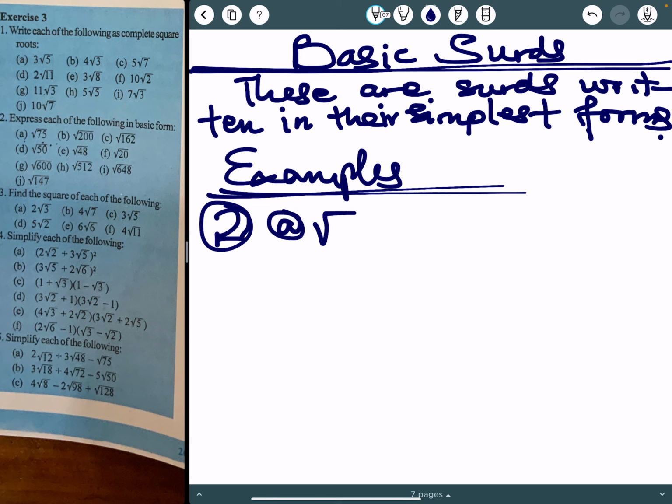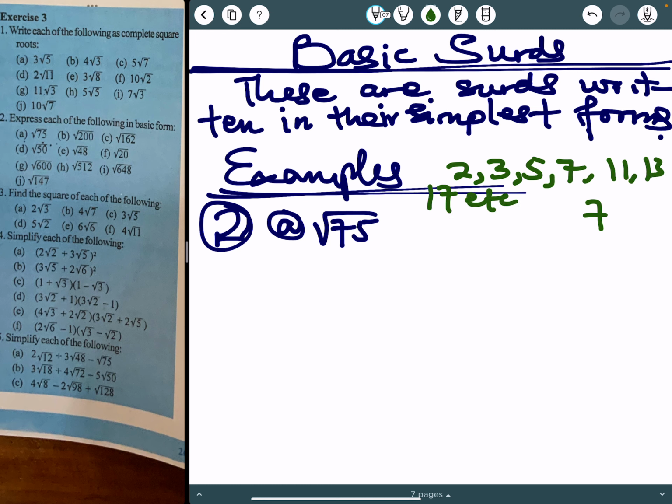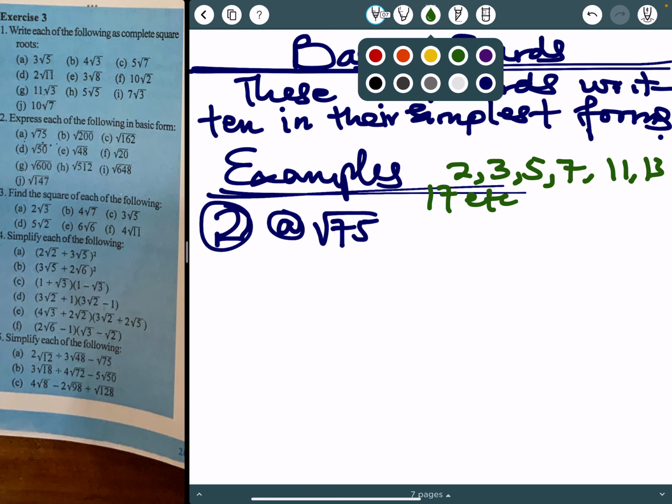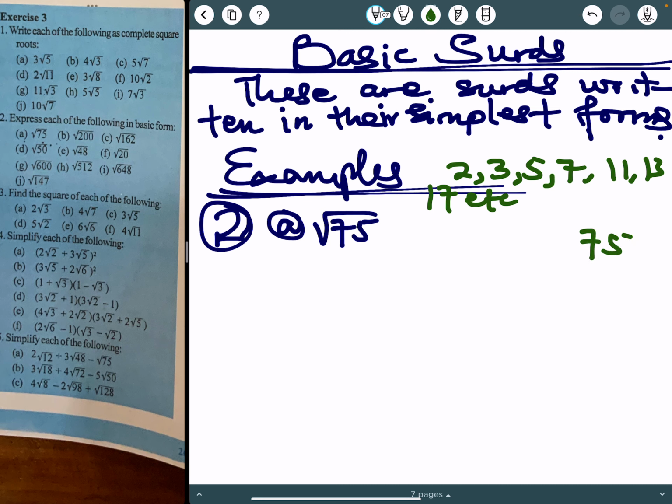A, root 75. Root 75, we first split it into its prime factors. Prime factors are 2, 3, 5, 7, 11, 13, 17, and so on. So we write 75 as a product of its prime factors. What number will be the first to divide 75? 2 cannot divide 75, so we start with 3.